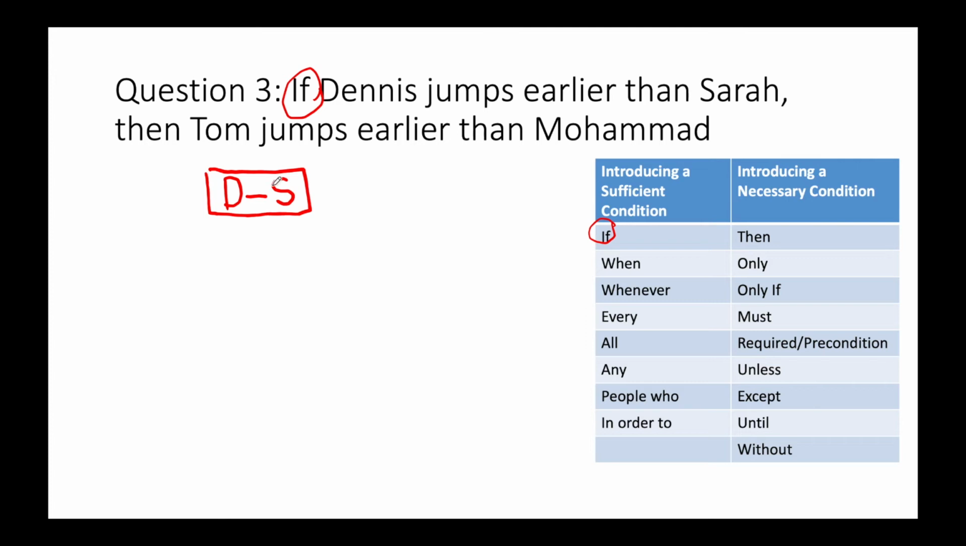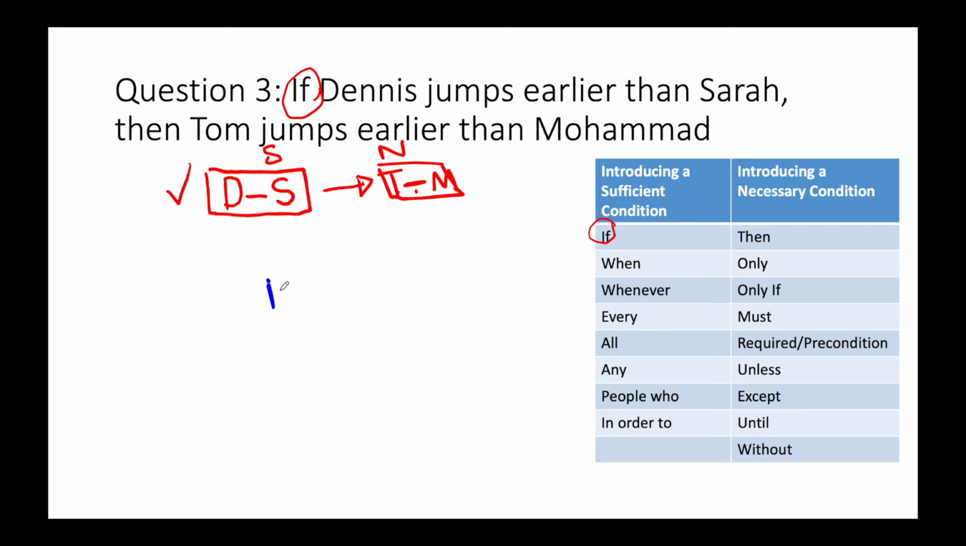So we know that if Dennis jumps earlier than Sarah, and this is our sufficient, then Tom jumps earlier than Muhammad. Again, we don't know how early, we just know it's earlier. And this becomes our diagram.